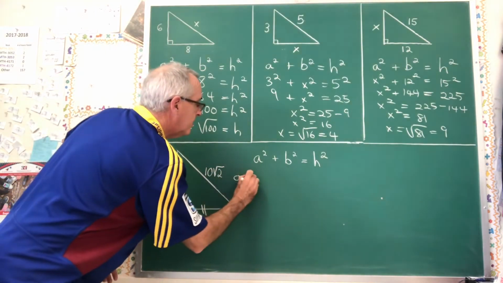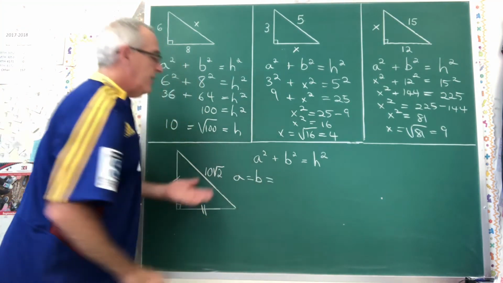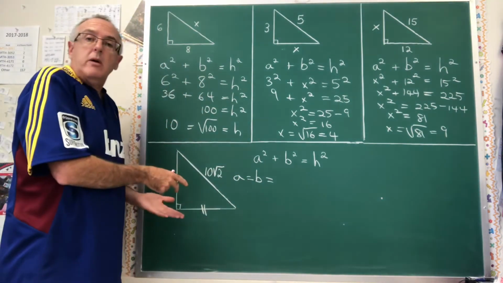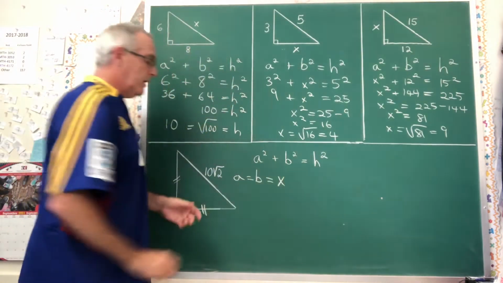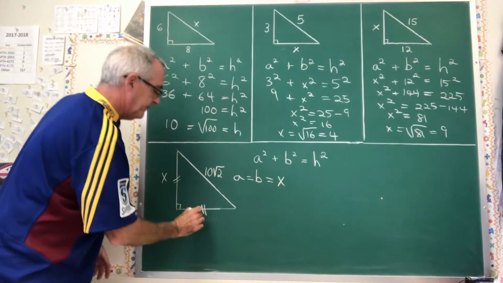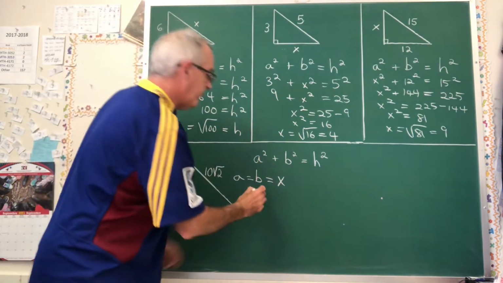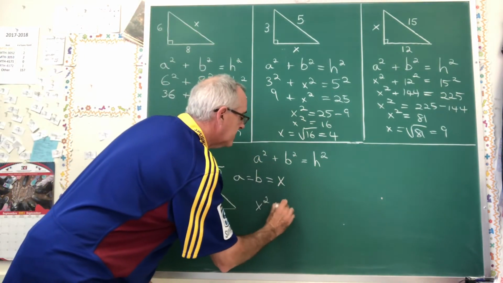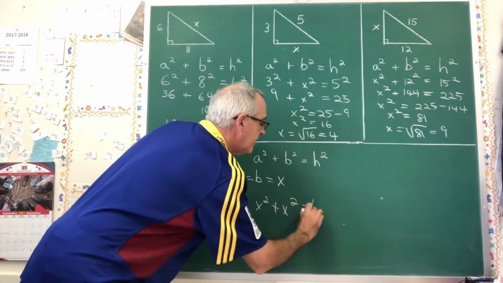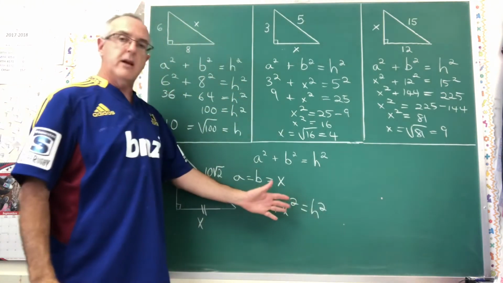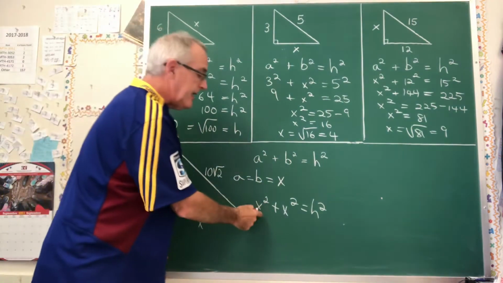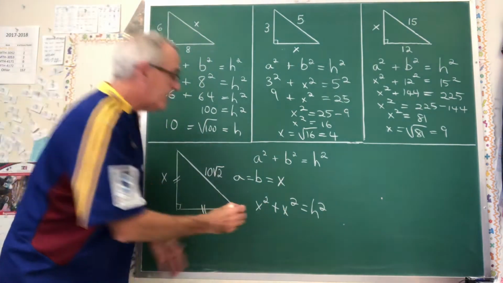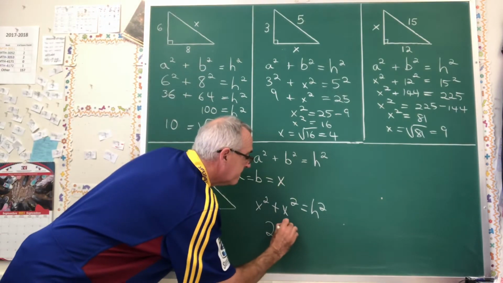If A is equal to B, then I can call both of them A if I want, or I could call both of them B and it wouldn't matter. What I'm going to do is I'm going to call both of them X. So our formula becomes x squared plus x squared equals h squared. And the reason that we can solve this, even though we had 2 unknown sides, is because x squared plus x squared can be combined into 2x squared.